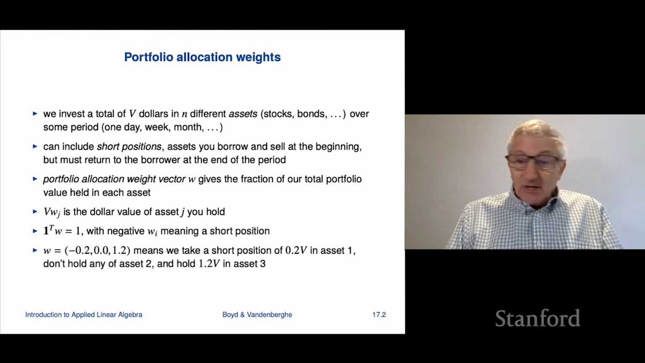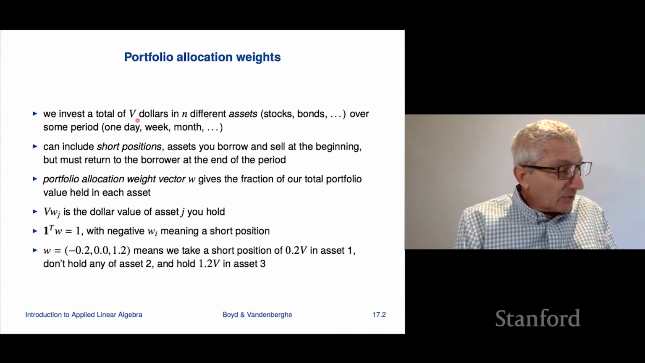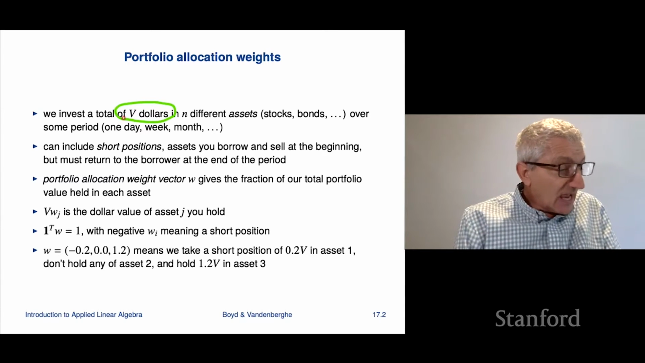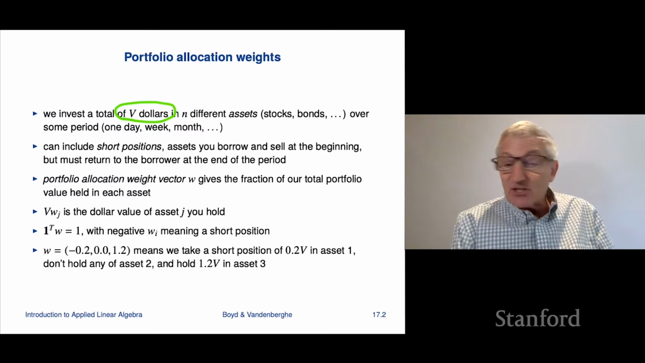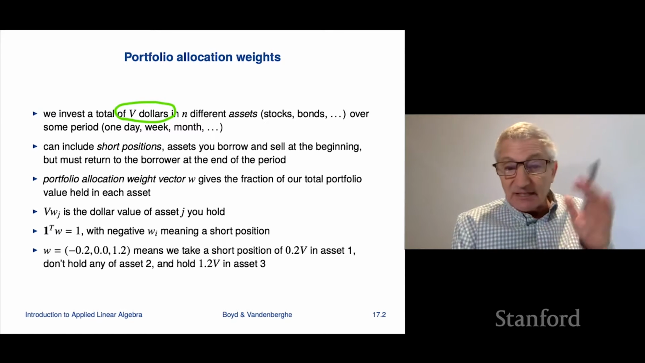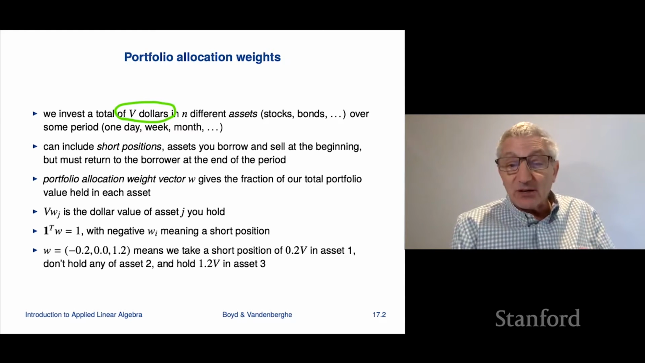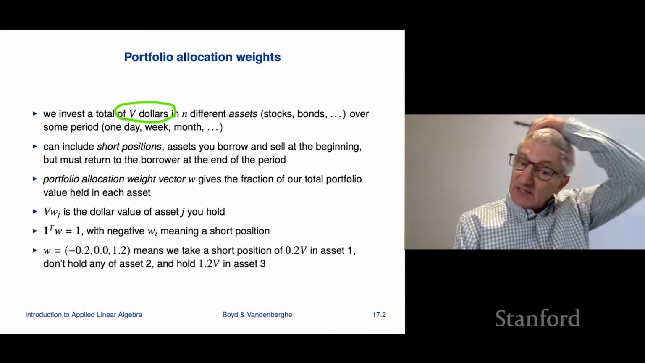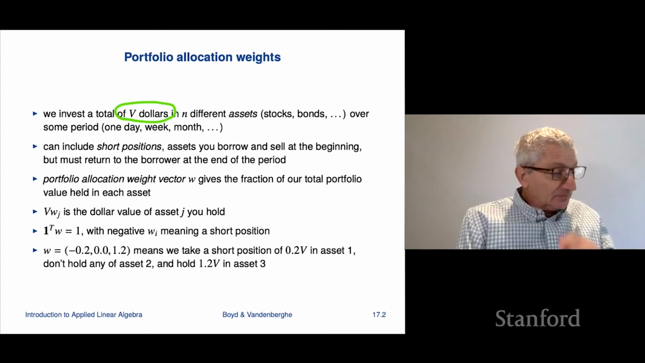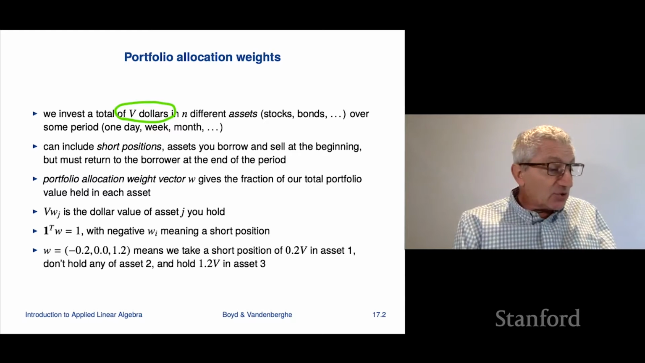Okay, so here's the setting: we're going to invest a total of V dollars, V is positive, in n different assets. These could be different stocks, bonds, ETFs. I mean, it actually doesn't matter what they are, over some period. Could be a day, week, month. I mean, this doesn't matter. Now, our investments can include short positions.